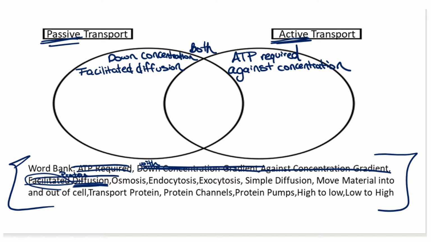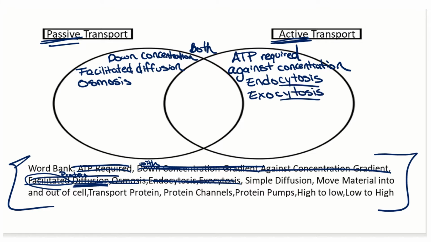Okay, next is osmosis. Osmosis again is also passive transport, and this is the movement of water. Then we have endocytosis and exocytosis. Both of these are active transport. Endocytosis, exocytosis. Remember that ending, cytosis. We're talking about active transport there.